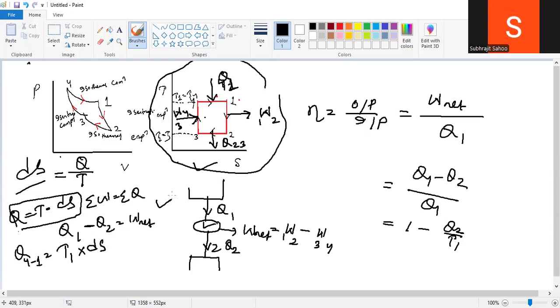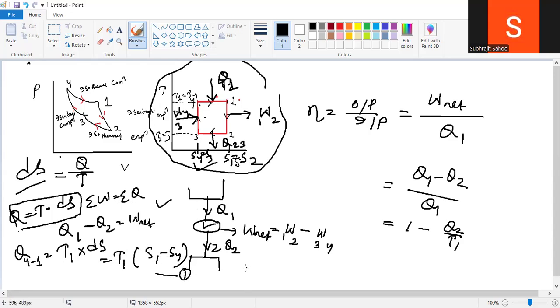In this Q41 process, this is the S1 value, S1, and this is S4. S4 equal to S3, and S1 equal to S2. Okay. So now what can I write, sir? Equal to T1 into ds, change in entropy is what? S1 minus S4. Okay, this is equation 1.